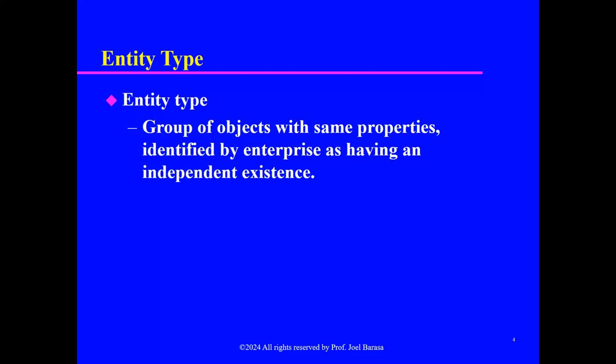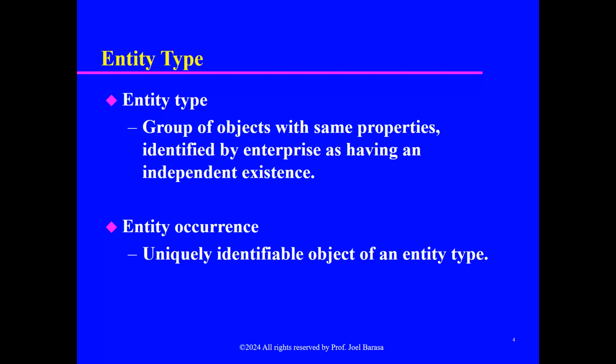So what is an entity type? An entity type is a group of objects with the same properties identified by the enterprise as having an independent existence. So you can have a group of objects, which is staff, branches, university campuses, and so on. They are objects that have their own properties, and they are identified using their own attribute structures independently. That's why fees cannot be the same as exams, so they are different.